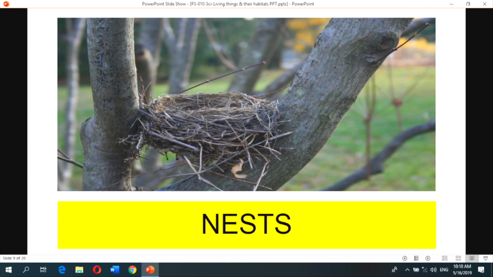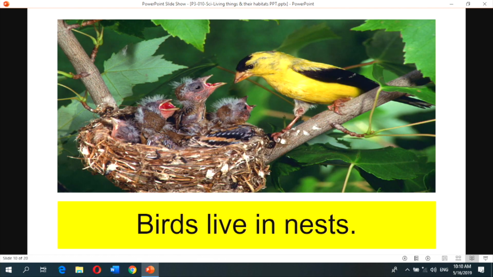Next habitat. Nests. Can we say that again? Nests. What living thing lives in nests? Excellent answer. How do we spell birds again? B-I-R-D-S. Birds live in nests. Yes, you can see the picture here. Here are the baby birds, or the chicks. And the mummy bird is bringing them some food. So one more time, birds live in nests. Excellent.